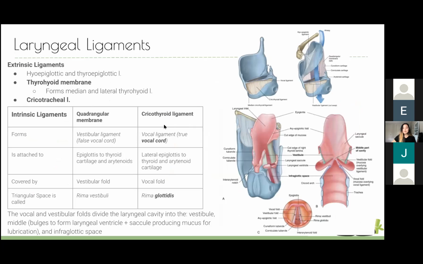These are your ligaments. I'd say the quadrangular membrane is this big one that kind of runs from your epiglottis to your thyroid cartilage. But the important one to remember is your cricothyroid ligament forms your vocal cord, or true vocal cord, rather than your false. And that eventually forms the structure here. It forms a hole, which is called the rima glottidis.